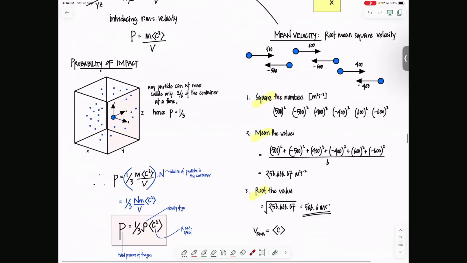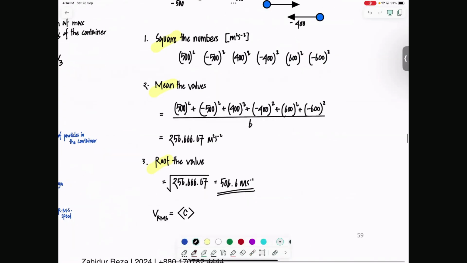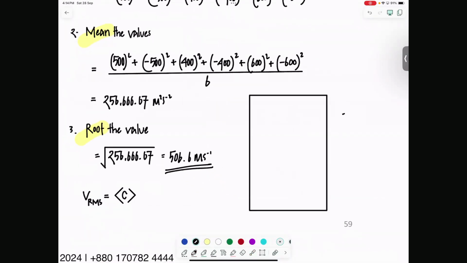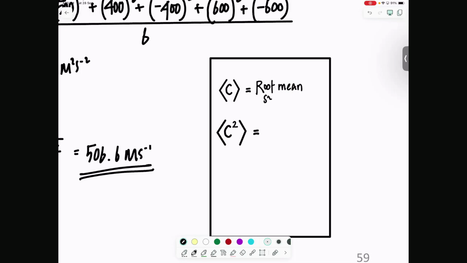So mean square. This is the mean velocity, root mean square velocity. I just need to clarify for you because of a terminology problem. This one is called root mean square velocity. And this one is called root mean square speed, which has been removed of its direction. Root mean square speed.